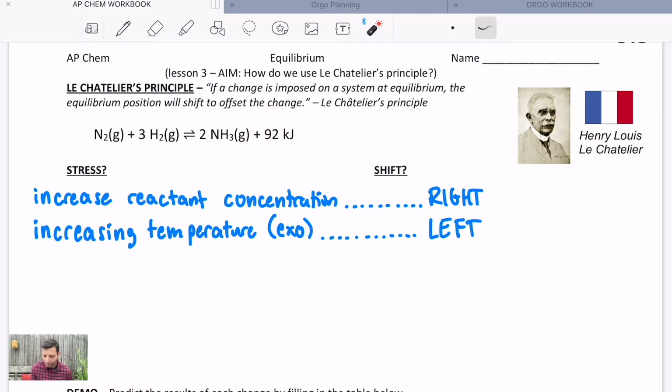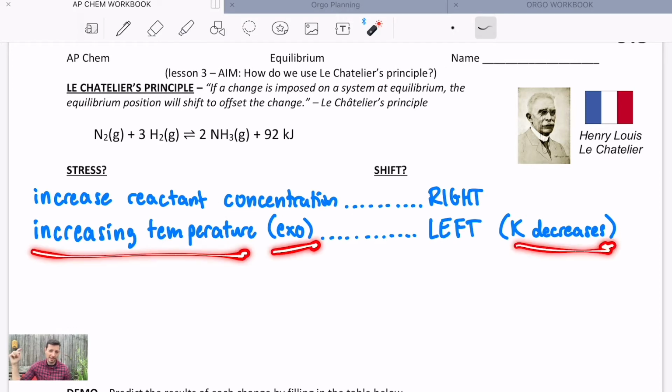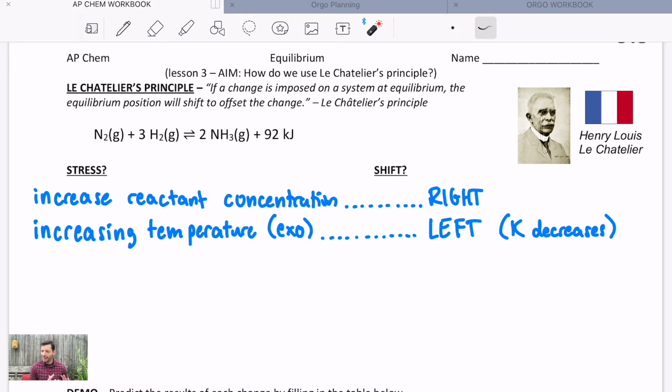This actually also changes the numerical value of K. Remember, K only changes with temperature and with what the reaction is. If you change the reaction completely, then the K value is different. But otherwise, K is a constant. But because we're changing temperature, that does change the value of K. It turns out that when you heat up an exothermic reaction, K gets smaller. We'll talk about why that is later on in the course, but for now I'm just going to put that there and you can remember that that's the case.